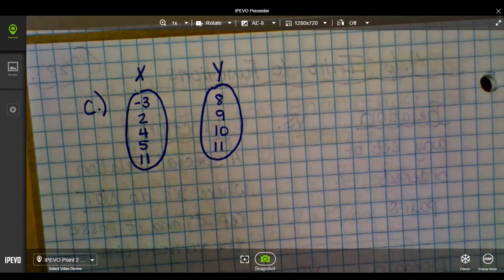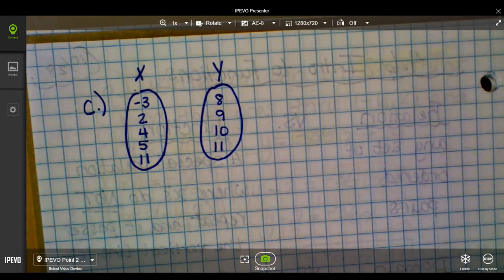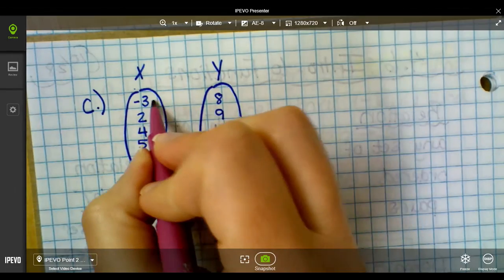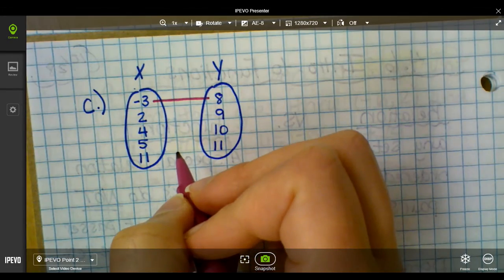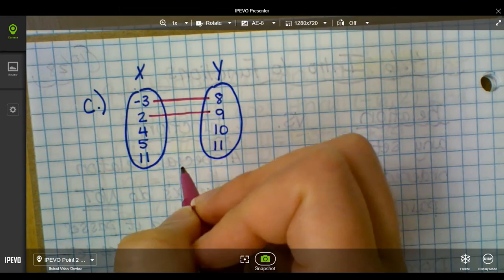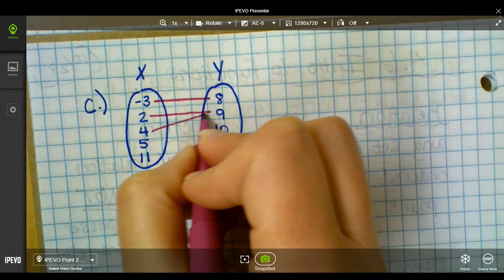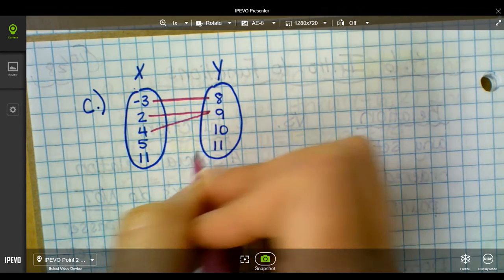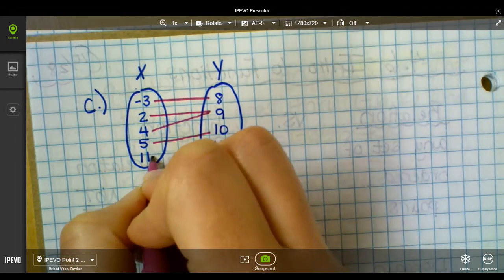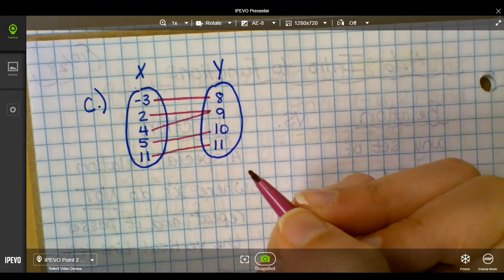All right, but why are they called maps? They are called maps because they tell you which direction to go. So instead of ordered pairs, they are just saying the 3 is going to go with the 8, and then the 2 is going to go to the 9. The 4 is also going to go to the 9, the 5 to the 10, and the 11 to the 11. So this is just kind of telling you what's going on.